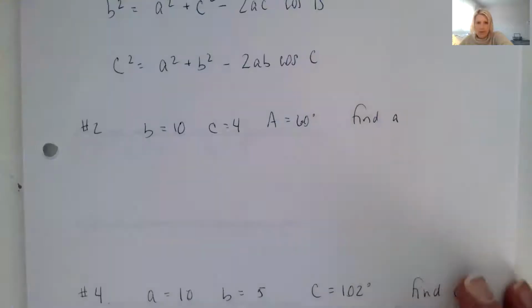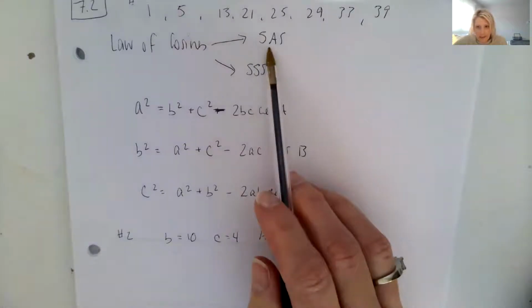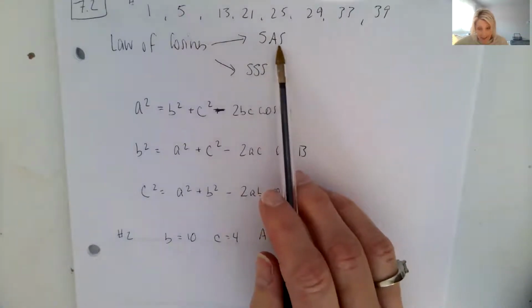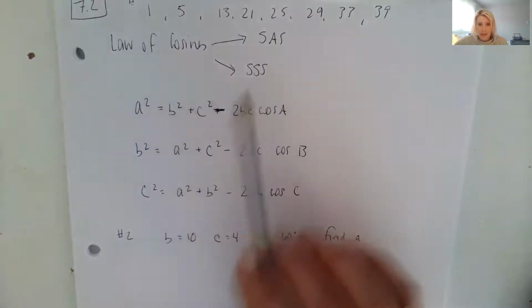So we're going to start with 7.2. 7.2 is all about the law of cosines. And so there's two situations that we're going to work with. Let me go ahead and share my screen. We're going to work with a situation that is when we know two sides and an angle in between, and then when we know all three sides and we don't know any angles.